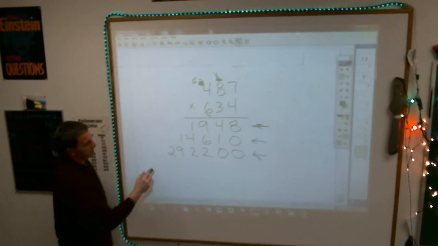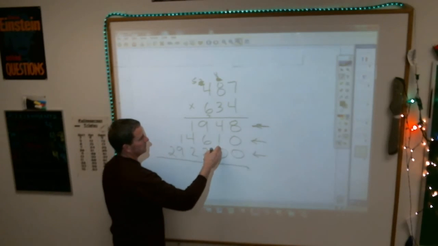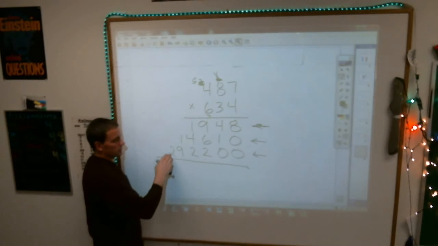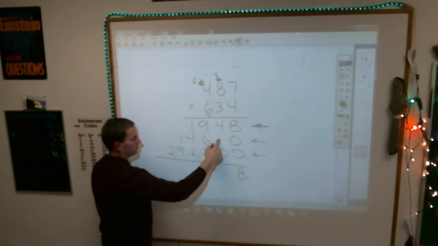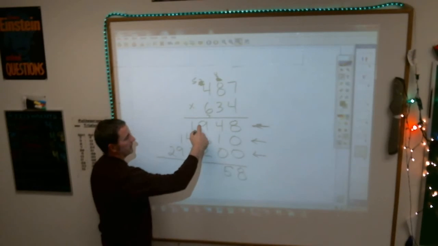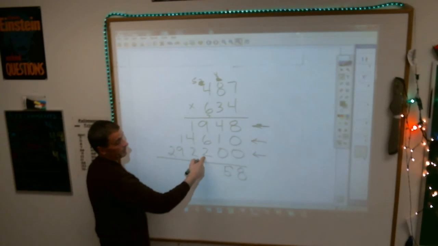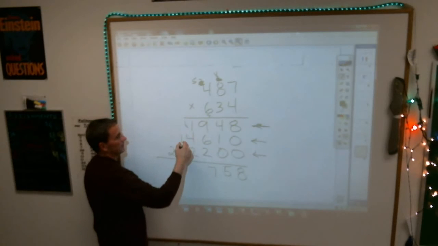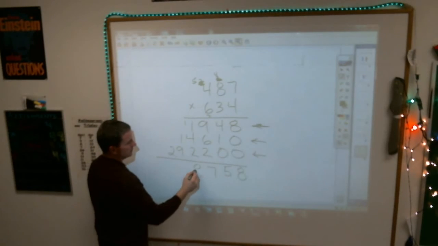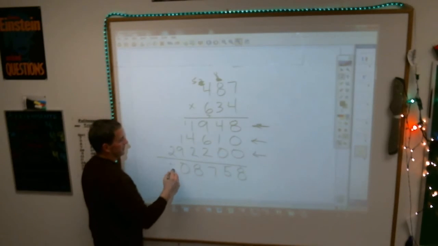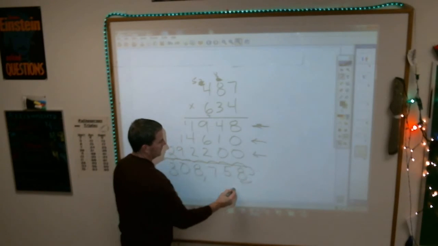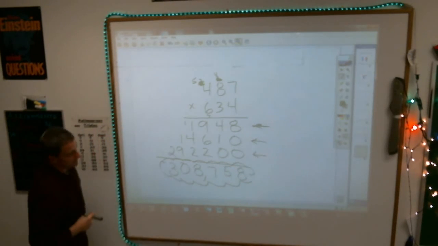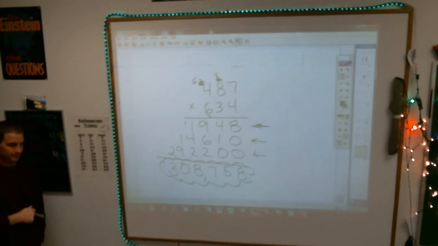And then, to top it all off, we got to do these 1, 2, 3, 4, 5, 6 addition problems. 8 plus 0 plus 0. 4 plus 1. 9 plus 5. 9 plus 6 is 15. Plus 2 is 17. 6, 7, 8. 0, 3. 308,758. How many people got it?